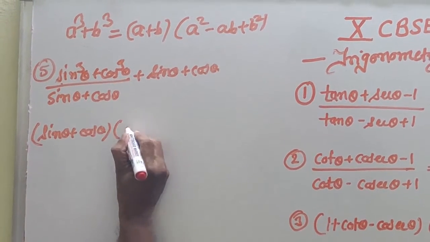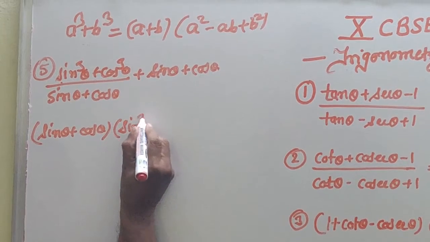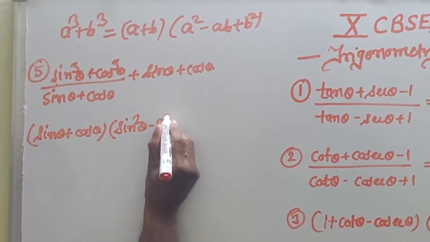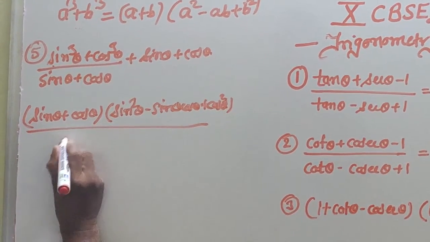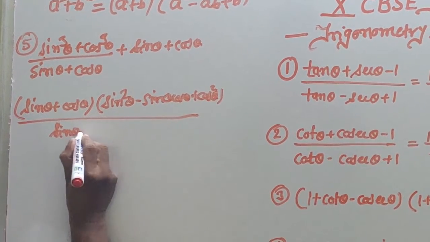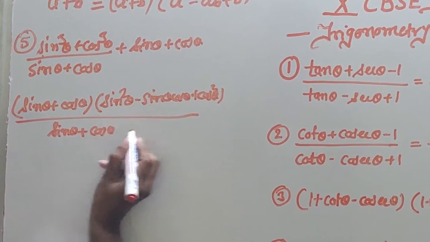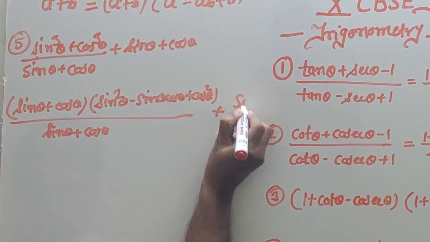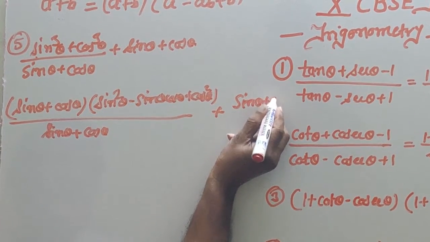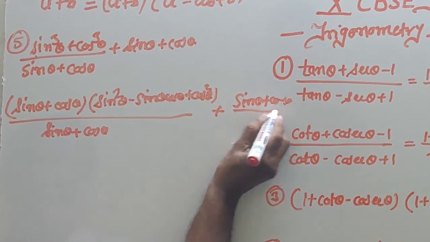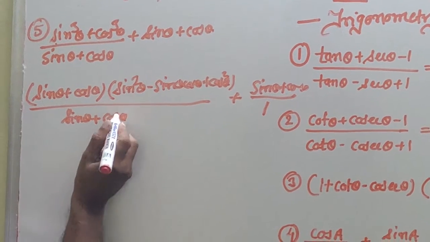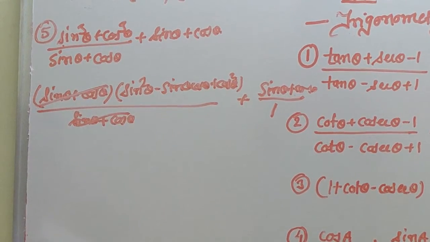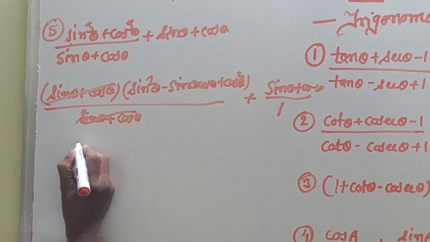Now here, sin square theta minus sin theta cos theta upon sin theta plus cos theta, plus what is given, sin theta plus cos theta. I can write 1 in the denominator, so I can cancel this. Now what will come here?